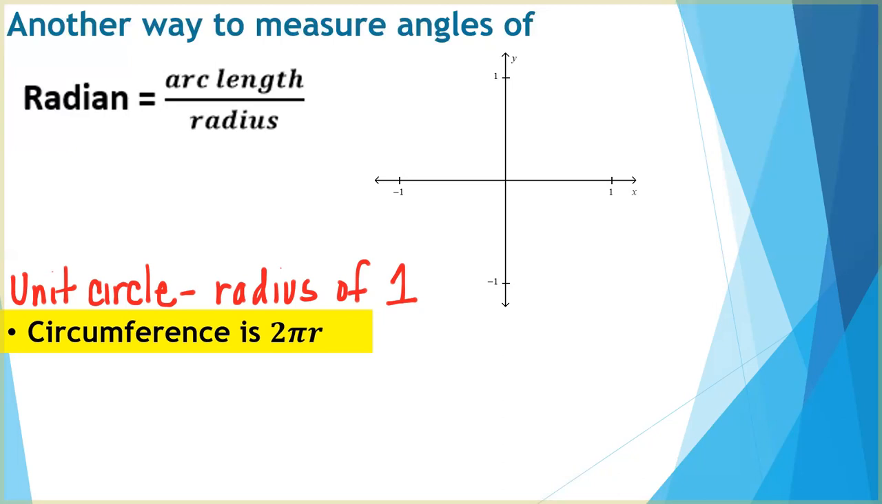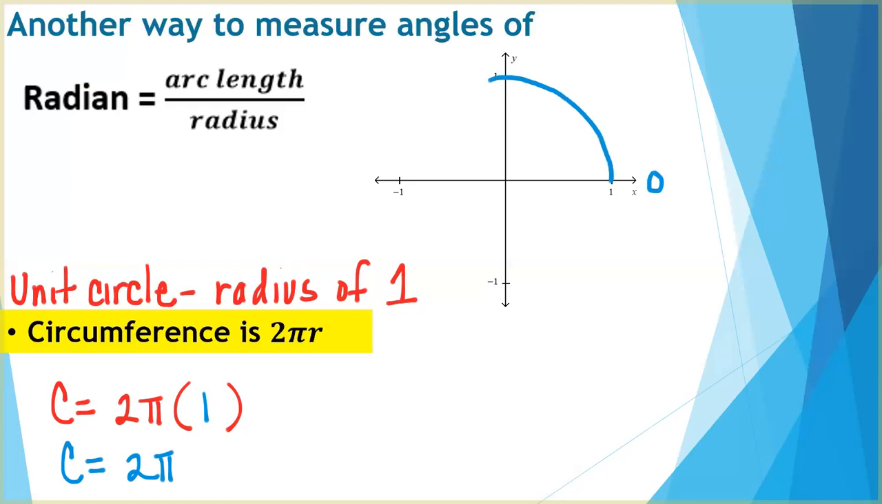And because it's 1 unit away, the circumference of the unit circle is 2 pi times the radius, which again, we just said is 1. So therefore, the circumference of our unit circle is 2 pi. So if I start here at 0 and I go around the entire circle, I can't make a perfect circle, but not too shabby though. The circumference of this circle that I just created is 2 pi.